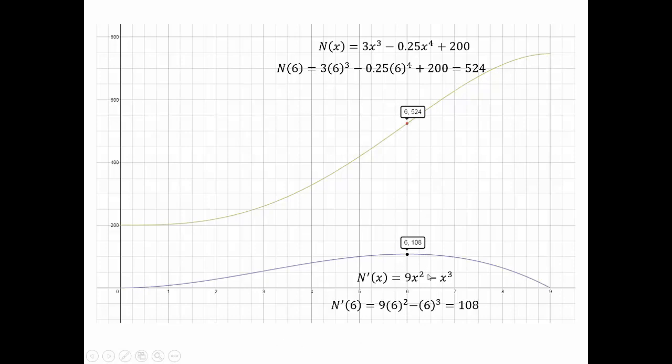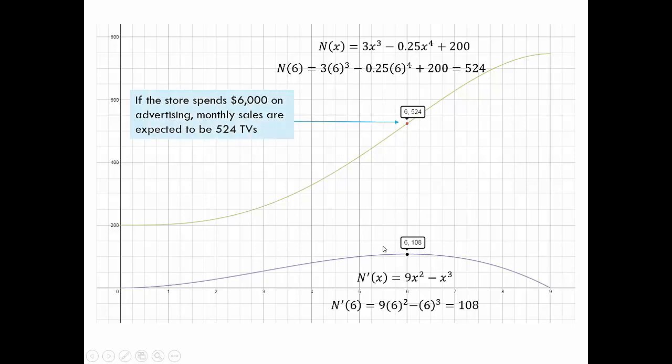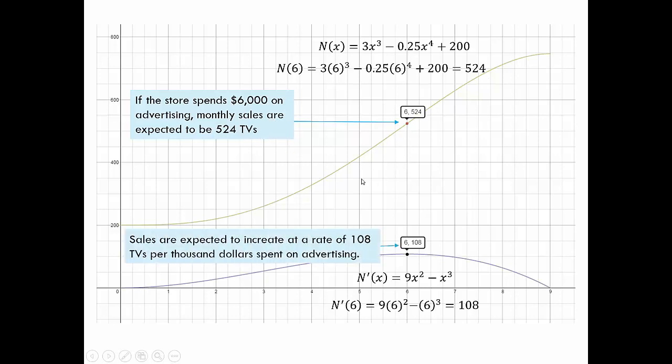This picture is the graph of the derivative. Remember, if I'm above the x-axis, that means it's positive, so I'm increasing, increasing, increasing. This is the max that it's increasing. That's my inflection point. So that says if the store spends 6,000, since 6 was in thousands, on advertising, monthly sales are going to be increasing the fastest at 524 TVs. The rate that it's actually increasing is 108 TVs per $1,000 spent on advertising. That's what the derivative tells you.